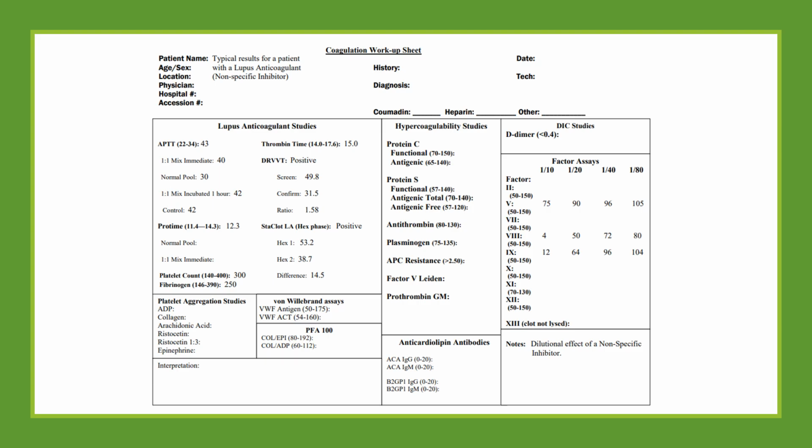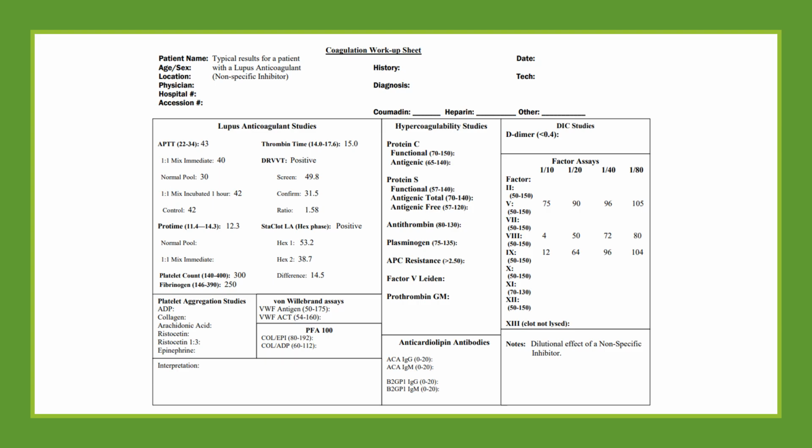So the PFA 100 is a screening test, whereas the platelet aggregation study is more specific and looks at the aggregation itself against each of those agonists. And then we have a hypercoagulability study. That's going to include our fibrinolytic regulatory proteins, protein C and S, antithrombin, which is one of our natural anticoagulants, plasminogen, which is that precursor to plasmin, and plasmin, of course, is the component that breaks down the fibrin and fibrinogen in those clots that have been formed.